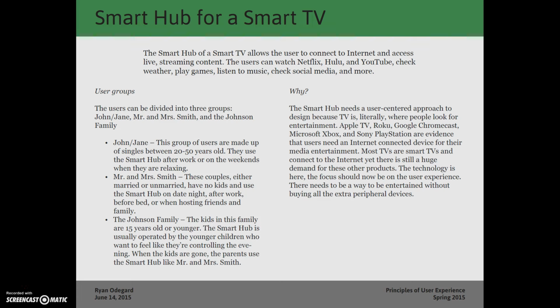There's John and Jane, Mr. and Mrs. Smith, and the Johnson family. And I thought that the Smart Hub needed a user-centered approach to design because there are a lot of different devices like the Apple TV, Roku, Chromecast. All these devices allow you to stream content to the TV, and the Smart Hub already allows you to do that. So the fact that there are these other devices that are actually pretty popular kind of means that the Smart Hub needs to be designed better so that you wouldn't have to buy these other peripheral devices.